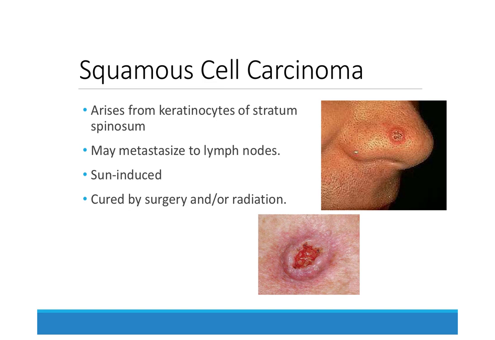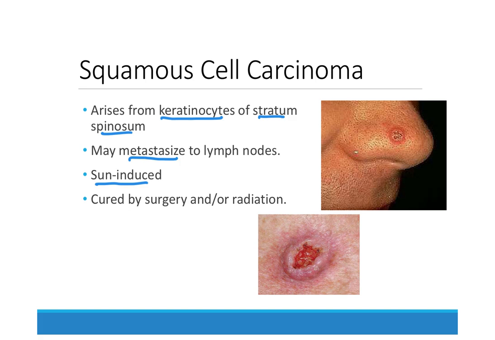The second type of skin cancer is squamous cell carcinoma. This arises from the keratinocytes of the stratum spinosum, one of those middle layers of your epidermis. These may metastasize, moving into lymph nodes, and are also caused by prolonged exposure to the sun.